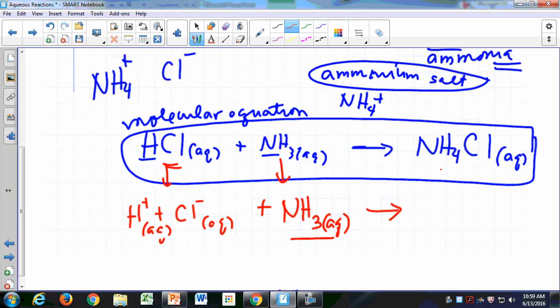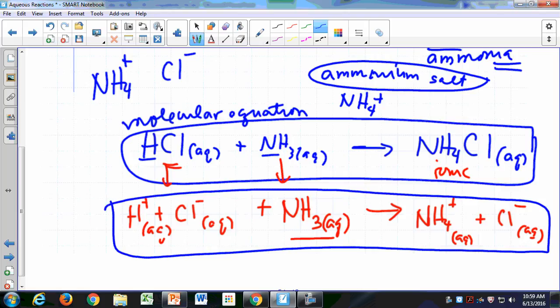Ammonium chloride is an ionic compound, right? So that's a strong electrolyte. So I have to separate NH4 plus aqueous and chloride ion aqueous. So this is what you would call your ionic equation for this reaction.